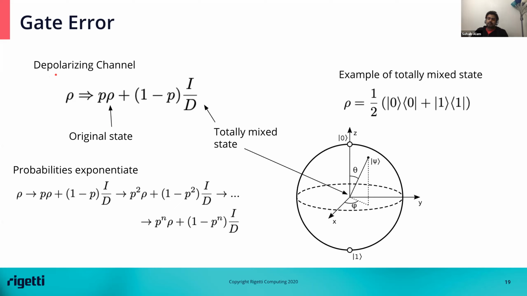But one very useful property about this depolarizing channel, and I invite you to work this math out for yourself, is basically that the probability is exponential.